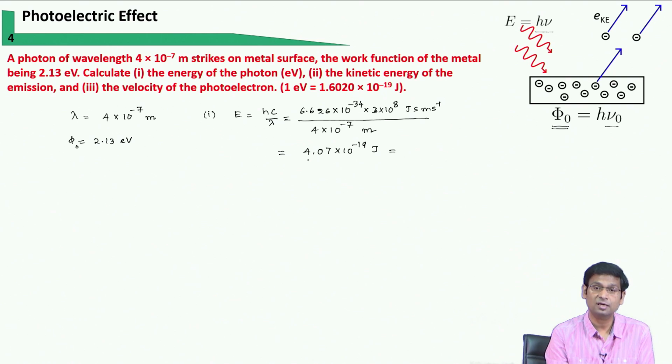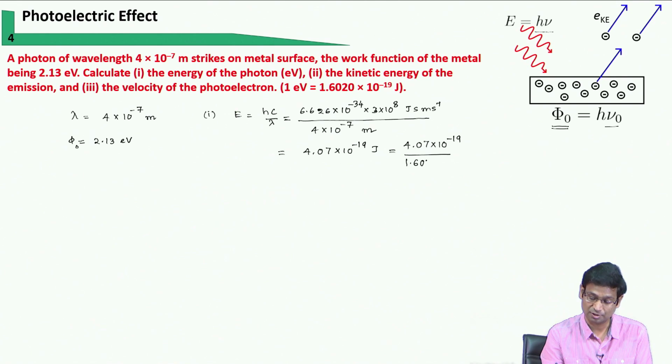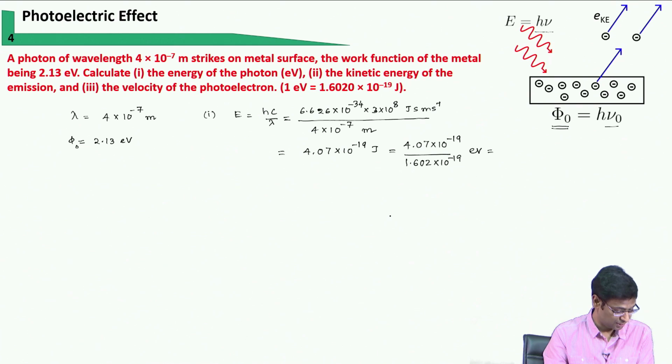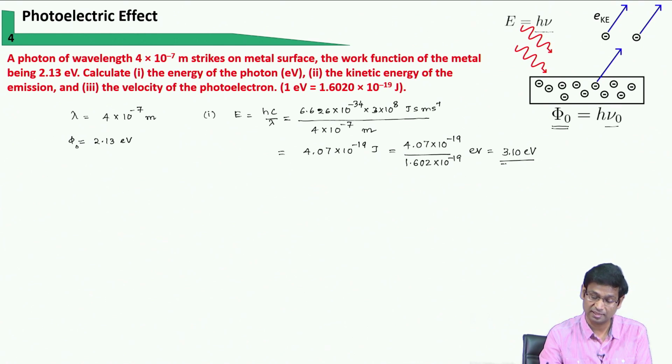But it is better if we convert this energy from units of joules to electron volts. How do we do that? We know that 1 electron volt is this many joules, given here. So, to convert it to electron volt, we have 4.07 into 10 to the power minus 19 divided by 1.602 into 10 to the power minus 19. This is in the unit of electron volt, which would come out to be 3.10 electron volt. This is the energy associated with the photon that we are giving.